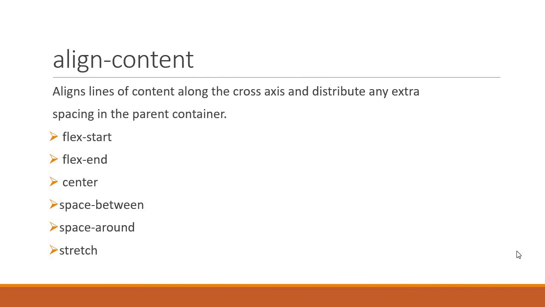So the align content property is used to align lines of content along the cross axis and distribute any extra spacing in the parent container. The possible values are flex start, flex end, center, space between, space around, and stretch, which is the default value. In the next video, let's take a look at the flex items properties.